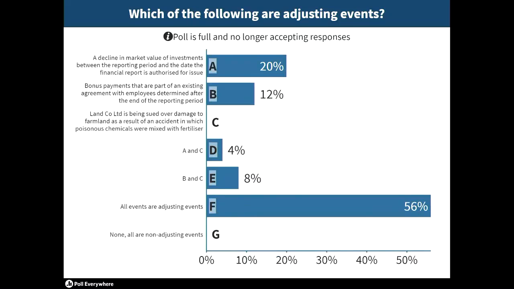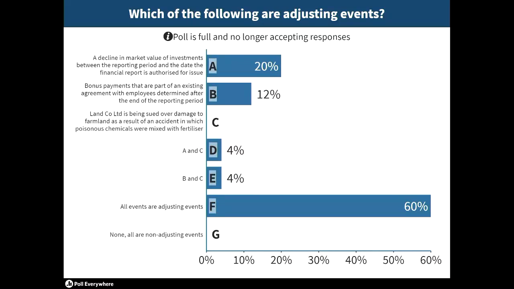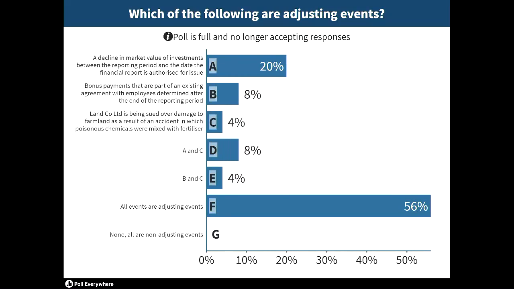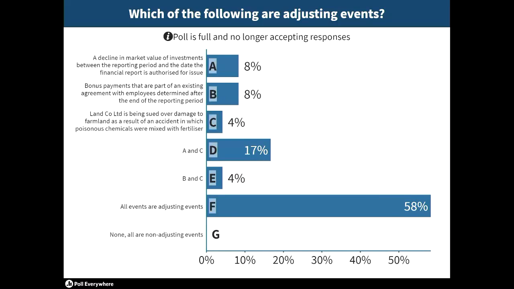The first one. Is the first one adjusting? A decline in market value of investment happened. It was worth 50 million, now it is around 25. Shall we adjust anything? What do you think?